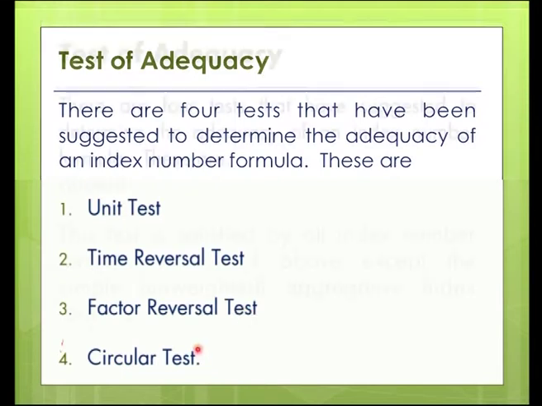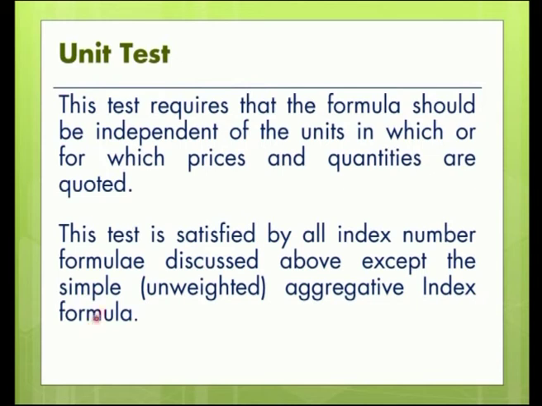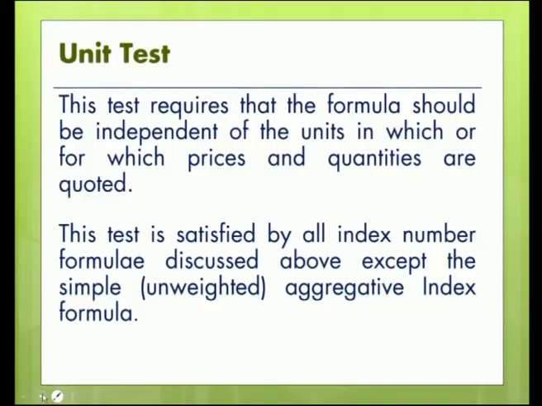We will see one by one what that is. The unit test requires that the formula should be independent of the units in which prices and quantities are quoted. This test is satisfied by all the index number formulae discussed above except the simple unweighted aggregative index formula. All the formulae discussed means Laspeyres' method, Paasche's method, Fisher's method, and so on. We have seen so many formulae, and all of them satisfy the unit test except the simple unweighted aggregative index formula.